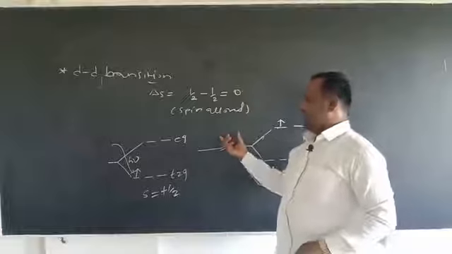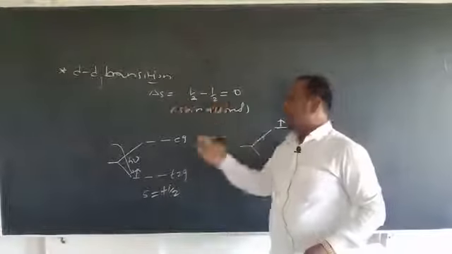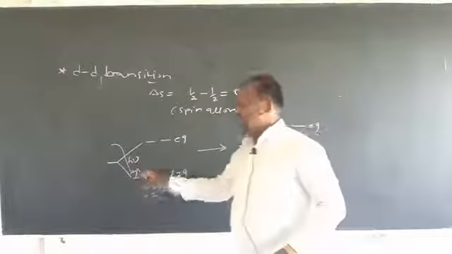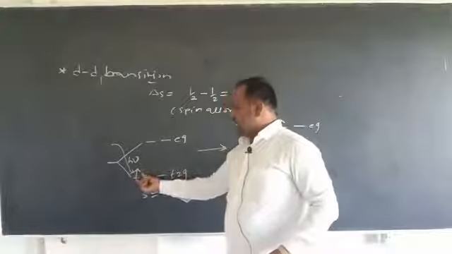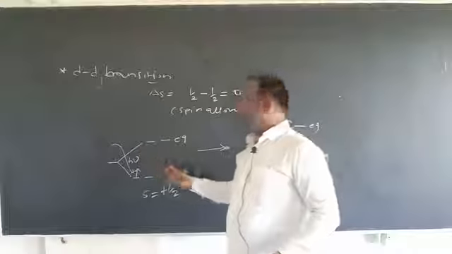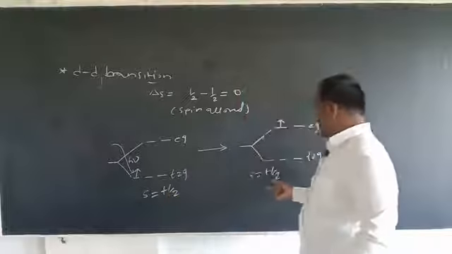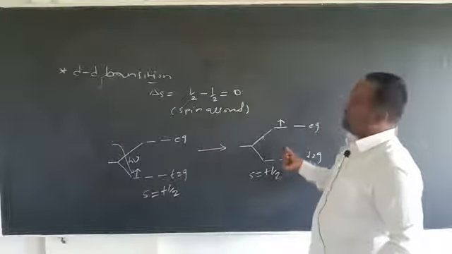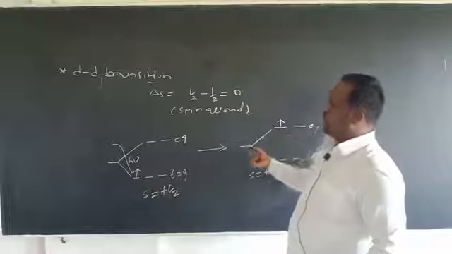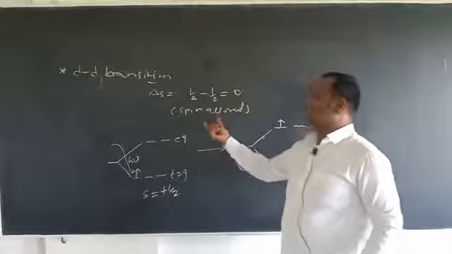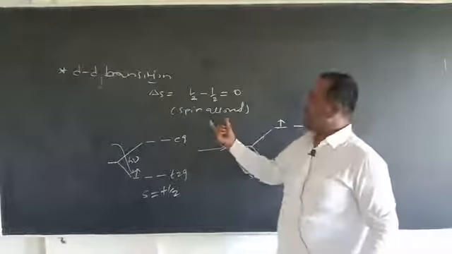So those transitions in which delta S is equal to 0, or the electron does not change its spin after excitation. In this case it is +1/2, and after it goes into the Eg orbital it is also +1/2, and therefore delta S is equal to 0, and this is a spin allowed transition.